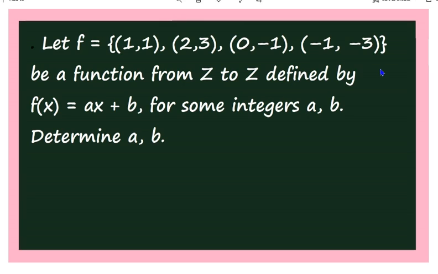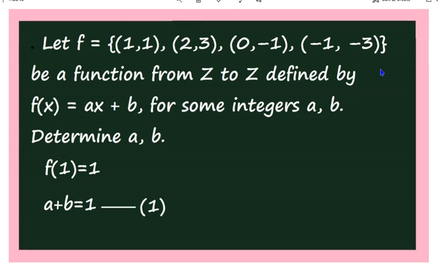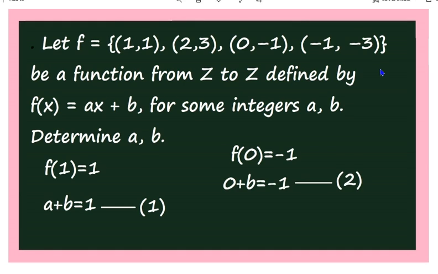And it is given that f of x equal to ax plus b. Therefore, f of 1 is equal to 1. If you put x equal to 1, we will have a into 1 plus b is equal to 1. We call this equation 1. And we can use the second equation, but instead of that, I will take the third result, f of 0 equal to minus 1, because you can calculate the values easily. And what is f of 0? f of 0 equal to minus 1, so a into 0, 0, plus b is equal to minus 1.